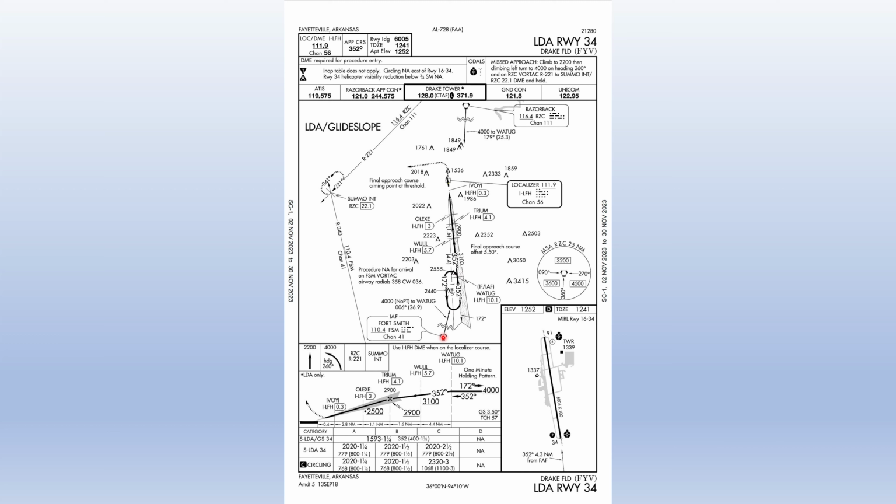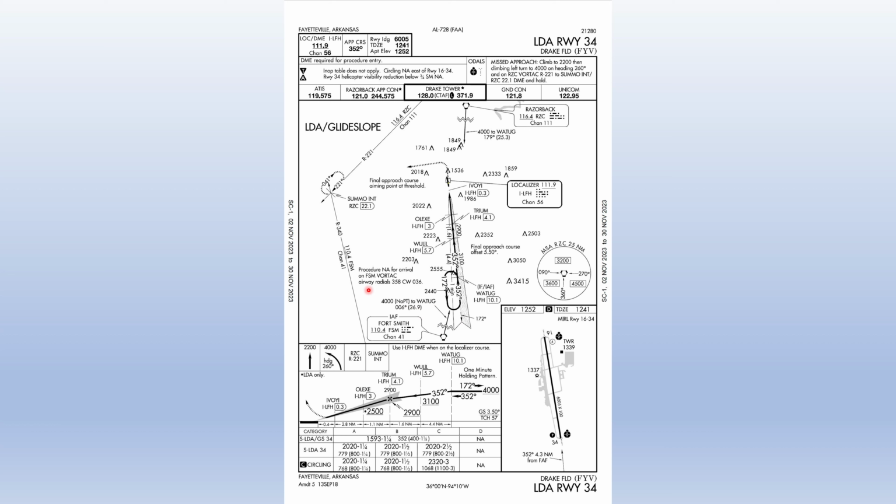But we're going to use this initial approach fix from Fort Smith VOR, and then this initial approach segment from Fort Smith VOR. It tells us that the procedure altitude for this segment right here is going to be 4,000 feet. It is 26.9 miles from Fort Smith VOR to Watog intersection, and it's the 006 degree radial. So we've got all the information on that.